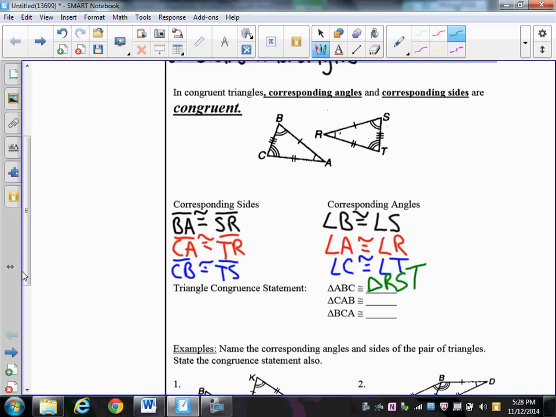So CAB, we kind of go 3, 1, 2. See how many angle marks I have? So I want to go 3, 1, 2. That's going to be triangle TRS. And then I go BCA. B is 2, 3, 1. So I want to go 2, 3, 1, which is triangle STR.